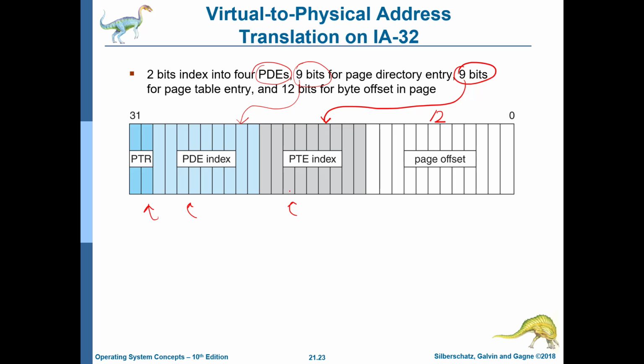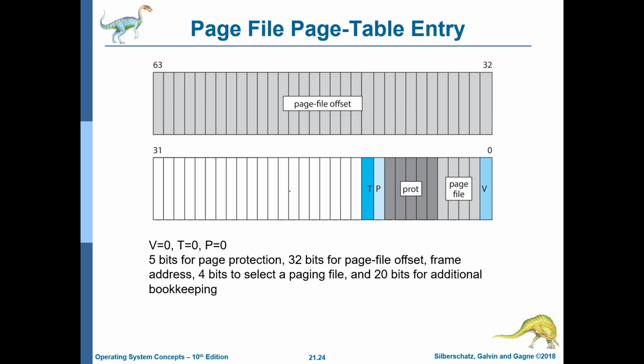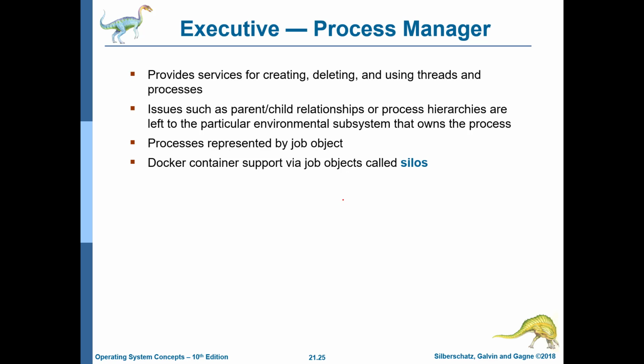Of course, the more levels there are, the higher the latency, but also the more levels there are, the higher the storage space of the page table, because mind you, for every process, a separate page table has to be maintained. So let's now come to the process manager.